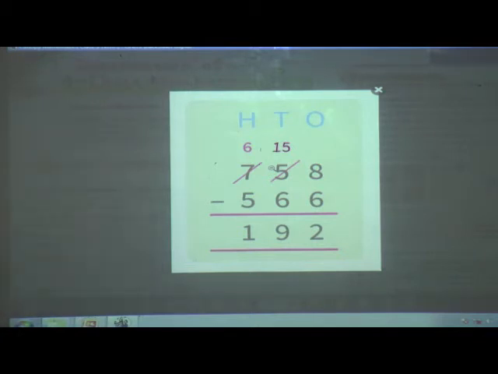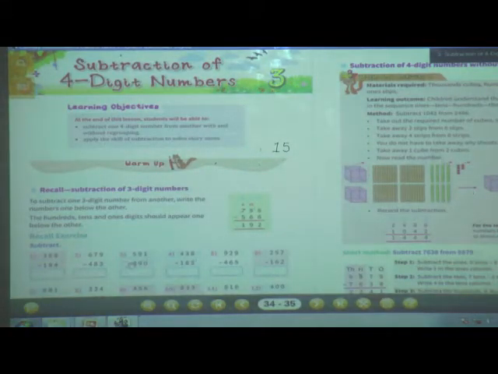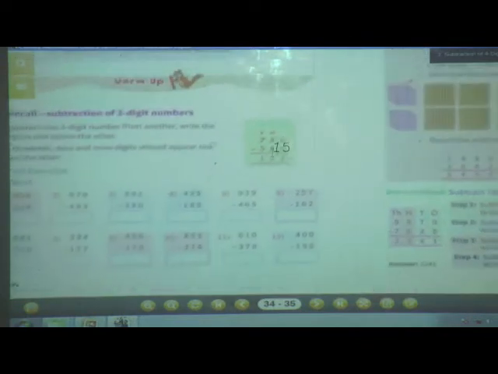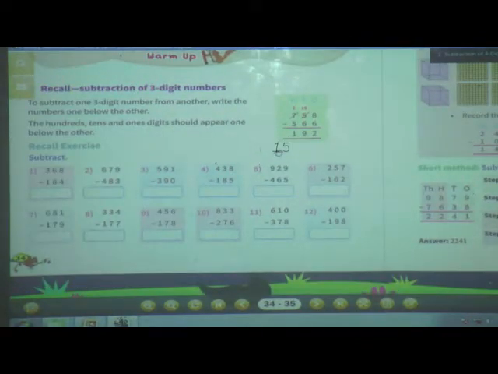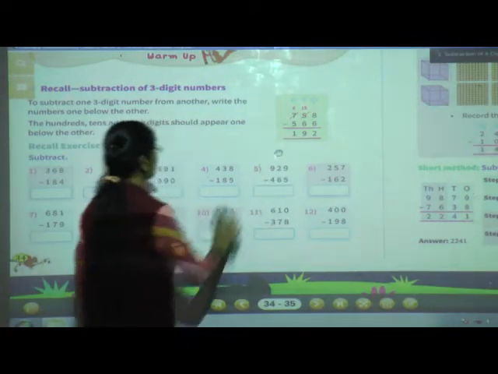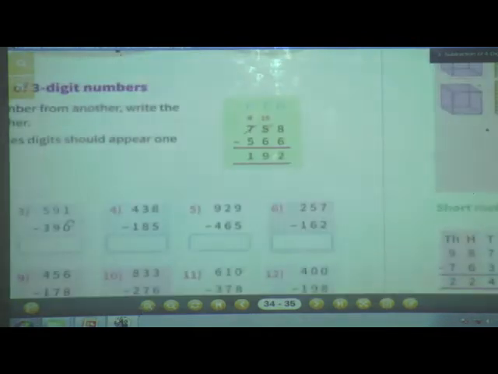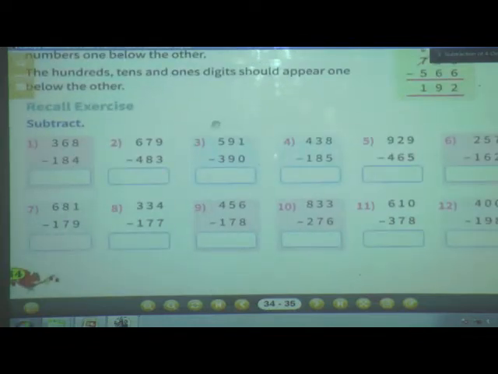Now we will solve the recall exercise. Open your textbook, page number 34. Open your textbook and keep it in front of you. One by one we will solve the sums. Recall exercise. See the first one. In the first example, what two numbers can you see? The first number is 368 and the other number is 184.